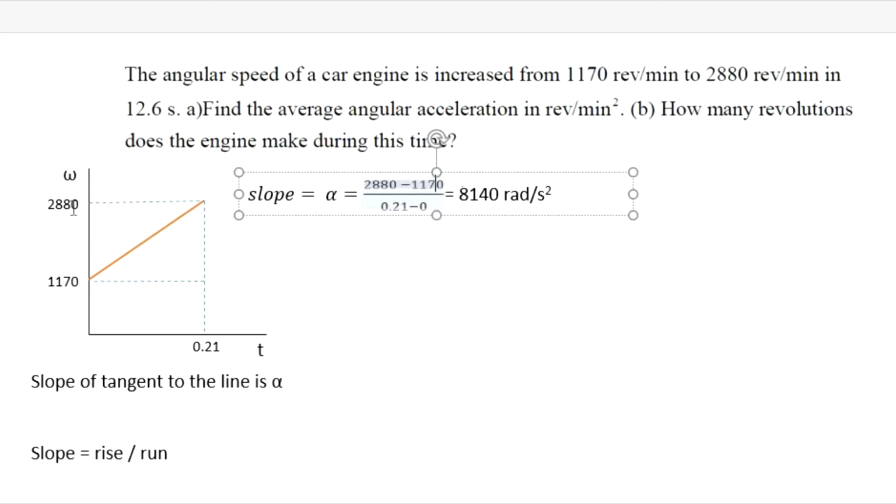The rise is from 1170 to 2880, and the run is from 0 to 0.21. So we plug that in and we obviously get the same answer as we did in the previous video. And actually this formula just looks like delta omega over delta t, and that makes sense because that formula was just the slope in an omega versus time graph.